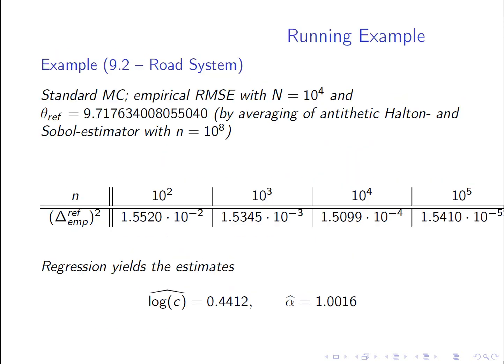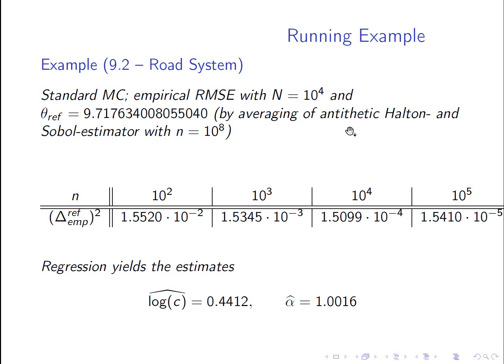Okay, and here's again our running example. So again the road system, and here we did standard Monte Carlo and estimated the empirical root mean square error with 10 to the 4 replications for the approximation of the expectation. And for theta we use this theta ref. How did we get it, or how did I get it? Well, I used the Halton and the Sobol estimator. So quasi Monte Carlo has the better convergence rate than Monte Carlo, so this approximation should be more accurate.